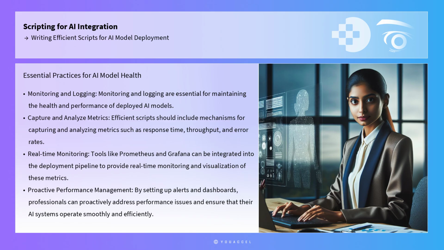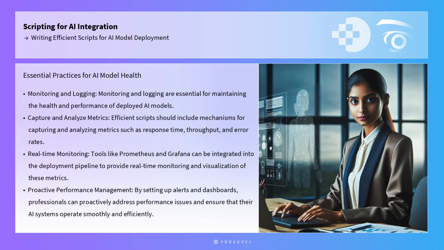Monitoring and logging are essential for maintaining the health and performance of deployed AI models. Efficient scripts should include mechanisms for capturing and analyzing metrics such as response time, throughput, and error rates. Tools like Prometheus and Grafana can be integrated into the deployment pipeline to provide real-time monitoring and visualization of these metrics. By setting up alerts and dashboards, professionals can proactively address performance issues and ensure that their AI systems operate smoothly and efficiently.